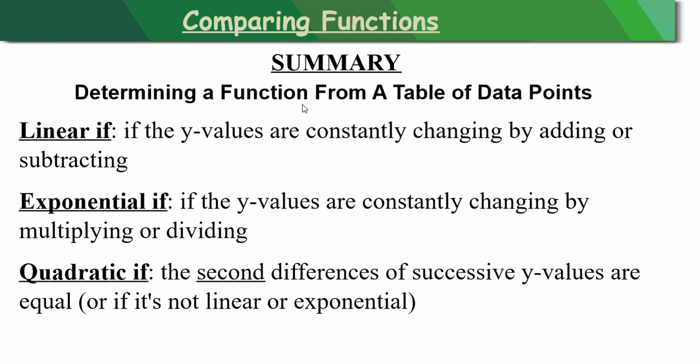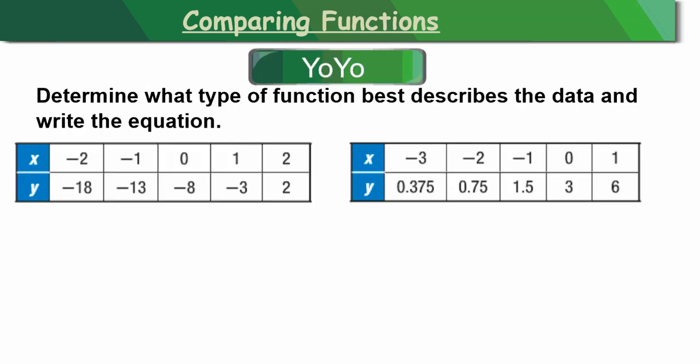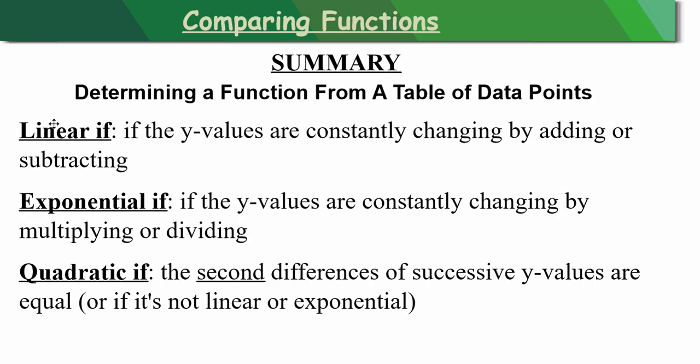Here's a summary of what we just did. Then I will ask you to try. It's going to be linear if the y values are constantly changing by adding or subtracting. It's going to be exponential if the y values are constantly changing by multiplying or dividing. It's going to be quadratic if you have to go down 2 levels, if the second round of differences for the y values are equal.